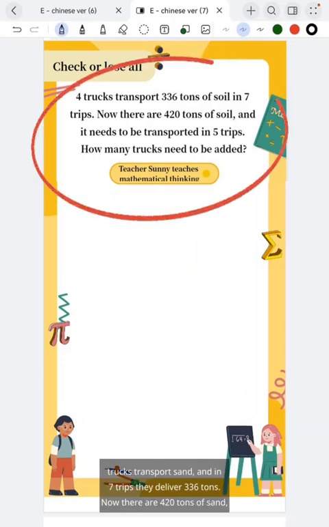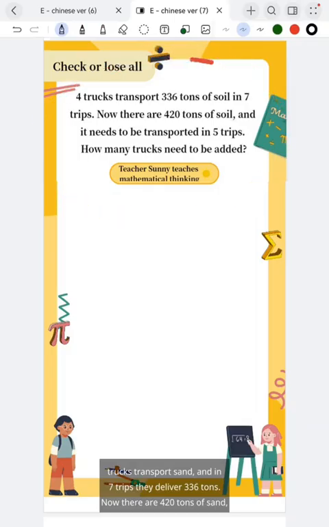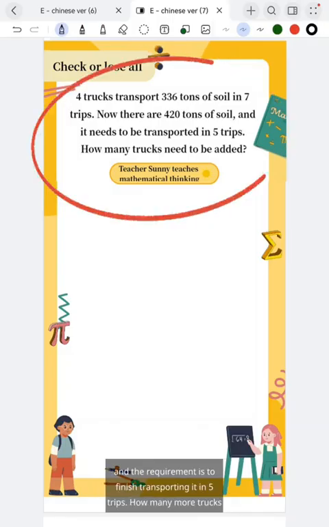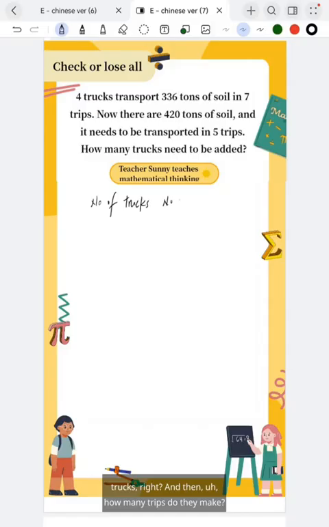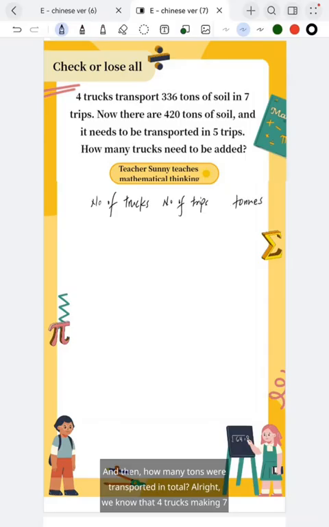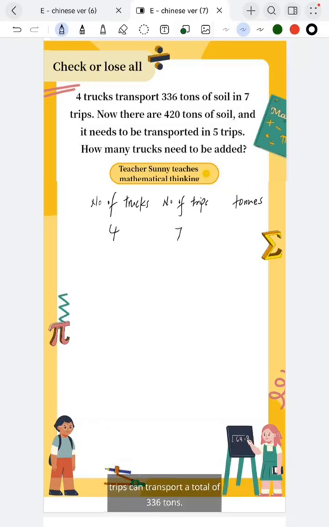4 trucks transport sand, and in 7 trips they deliver 336 tons. Now there are 420 tons of sand, and the requirement is to finish transporting it in 5 trips. How many more trucks need to be added? Alright, so first we know that there are trucks, right? And then how many trips do they make? And then how many tons were transported in total? Alright, we know that 4 trucks making 7 trips can transport a total of 336 tons.